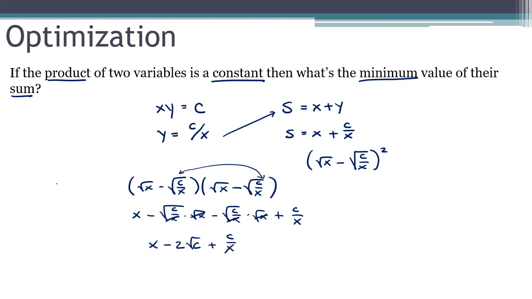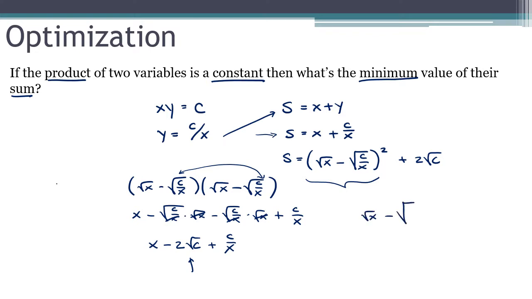So this doesn't exactly get me back to where I started, because I have this extra term here. But if I add 2 times the square root of c, then this does equal the sum. Now I'm going to do the same thing. This expression is a minimum when this squared part is equal to 0. Well, when does that equal 0?